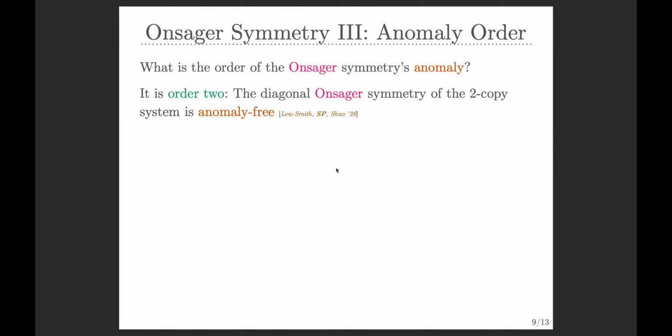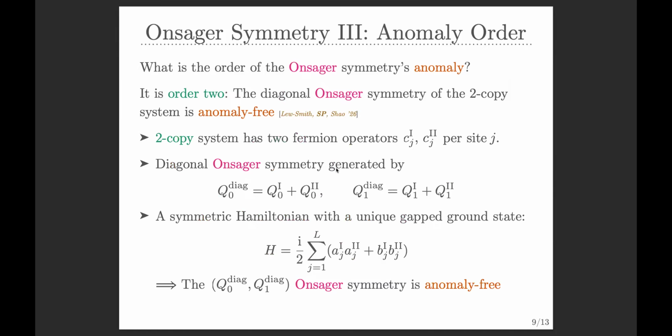So what that means is that if I take my model, take a double copy of it, and preserve only the diagonal Onsager, there should be some symmetric term that gaps it out. And it's very easy to see that. When I say the 2-copy system, now we have on each site 2 complex fermions. And by preserving the diagonal Onsager symmetry, what we're preserving is the Q0 built only out of the C1s, and the Q0 built only out of the C2s, we take their sum. So we have Q0 diagonal and Q1 diagonal.